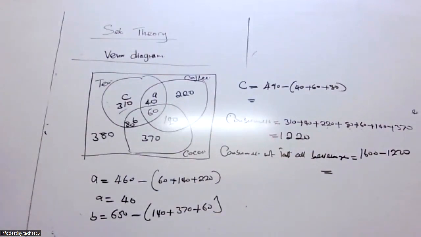Now the second one, the number of consumers who took coffee and tea only. Coffee and tea only is going to be 40. You're together? The number of consumers who took coffee and tea only is 40. Then the number of consumers who took tea and cocoa only, 80. I hope you're together. And the number of consumers who took none of the beverages, 380. I hope we are together there.